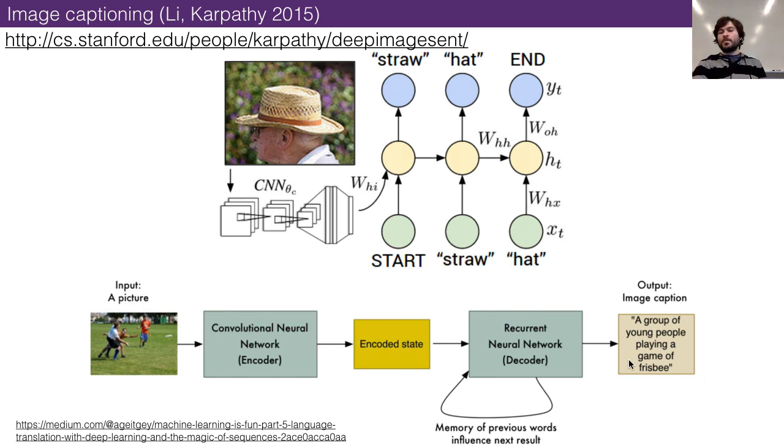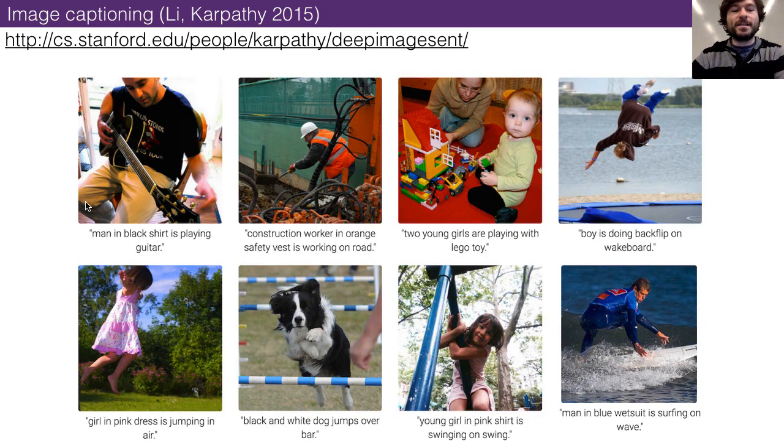So, a group of young people playing a game of frisbee. A man in black shirt is playing guitar. Construction worker in orange safety vest is working on road. Two young girls are playing with Lego toy. Boy is doing backflip on wakeboard. Girl in pink dress is jumping in air. Black and white dog jumps over a bar. Young girl in pink shirt is swinging on swing. Man in blue sweatsuit is surfing on waves. Pretty impressive, right? And this is actually already from 3 years ago, so these systems have improved somewhat since then.